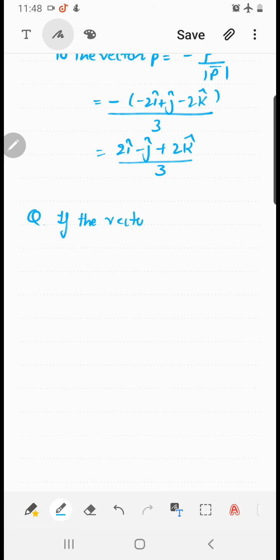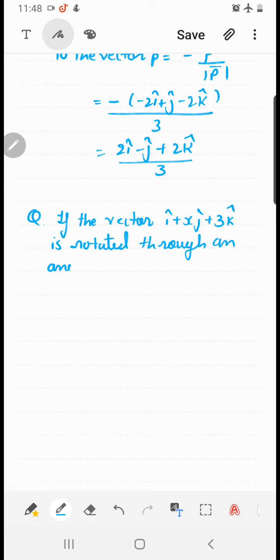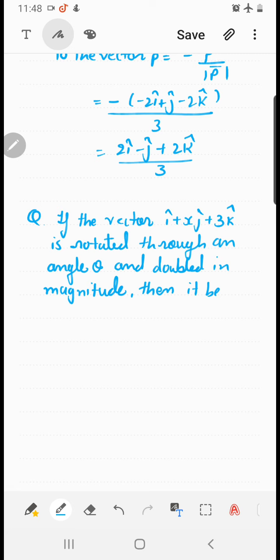If the vector i cap plus x j cap plus 3k cap is rotated through an angle theta and doubled in magnitude, then it becomes 4i cap plus (4x minus 2) j cap plus 2k cap. Then find x.